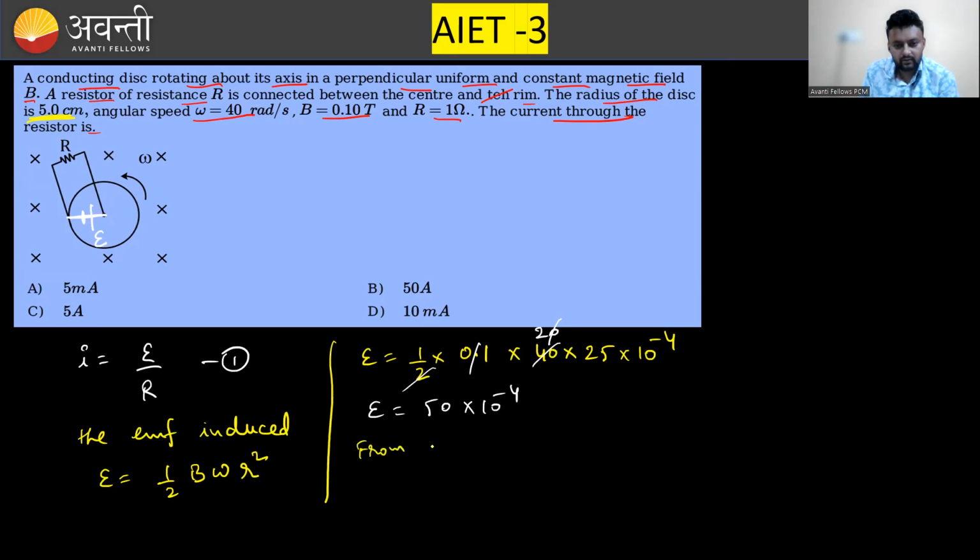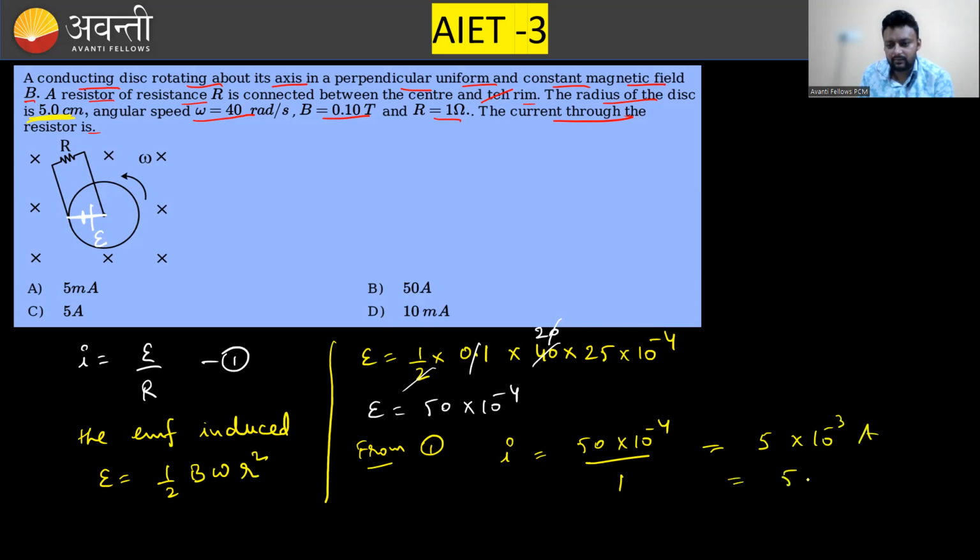From equation 1, if I put the values, I will be 50 into 10 to power minus 4 EMF divided by resistance. And resistance is 1 ohm. That means 50 into 10 to power minus 4 ampere. And the answer is given in milliampere. So you can write it as 5 into 10 to power minus 3 ampere, or that is 5 milliampere. And 5 milliampere is option number A. Is it clear to everyone?